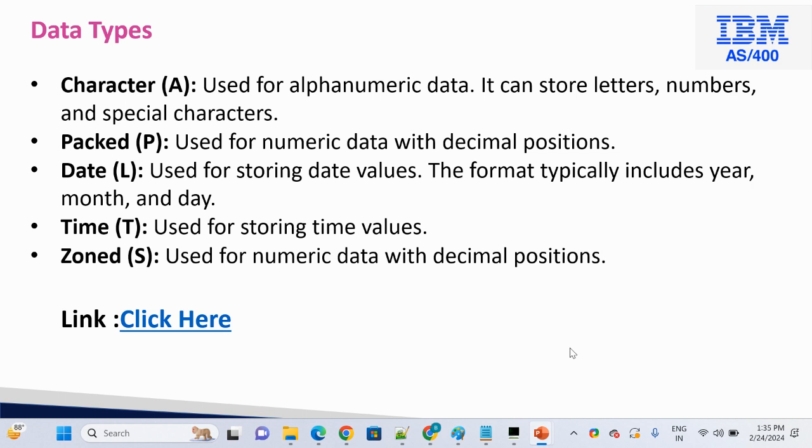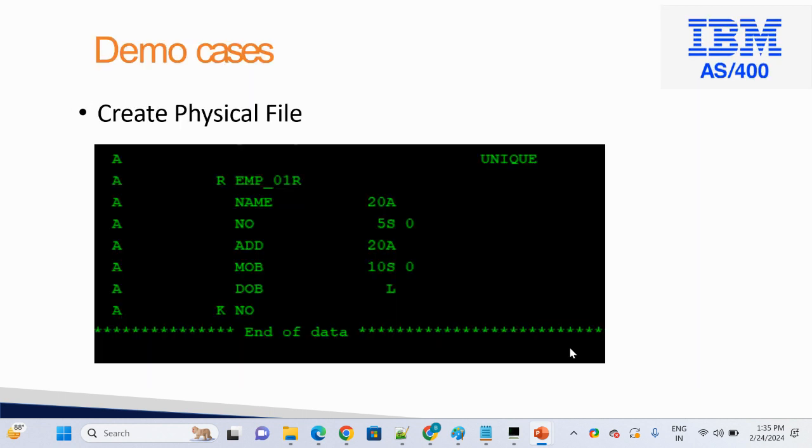Okay. Zoned is numeric data again, with decimal positions. What is the difference between packed and zoned? In a sense, whatever data you give for that field, the backend stores it and allocates memory, right? For packed, two numbers take 1 byte of information, and for zoned, one number is 1 byte of information. I think it is something related to memory allocation; that is the only difference between packed and zoned.